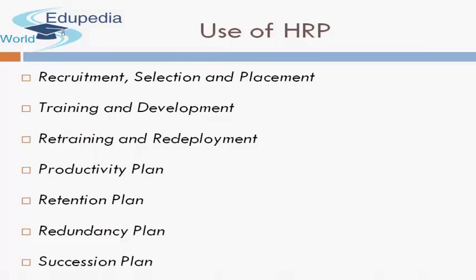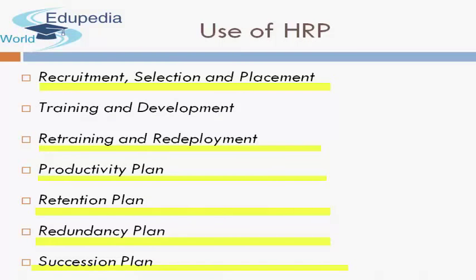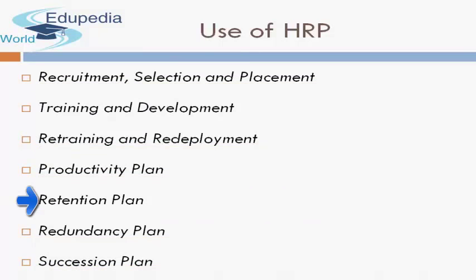Now, if we talk about uses of HR planning, it helps in recruitment and selection, it helps in training and development, it helps in retraining and redeployment, it helps in productivity plan, retention plan, redundancy plan, and succession plan. Out of these, four points we've already covered. Retention, of course, is the HR department's job, which makes sure that your good employee stays with your organization for a longer period of time, maybe by giving them incentives, training, recognition, career opportunities, and so on. Redundancy plan, of course, is something that we've covered. The company and the employee should not get redundant. That is something that the HR looks into.